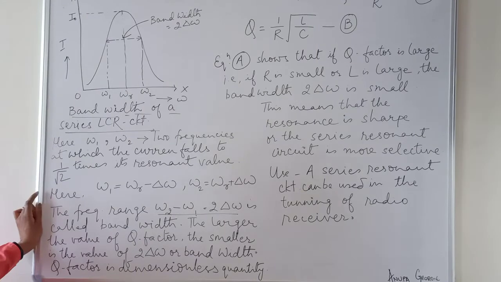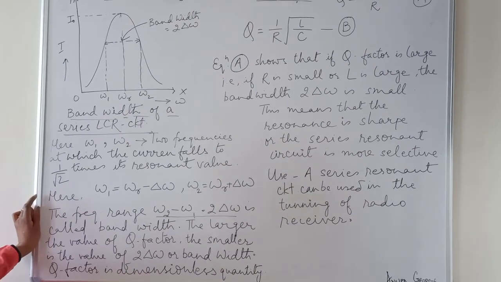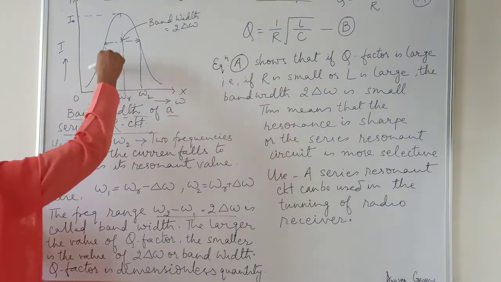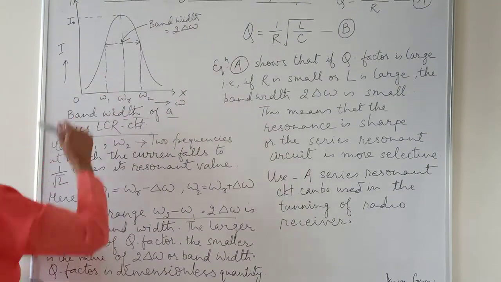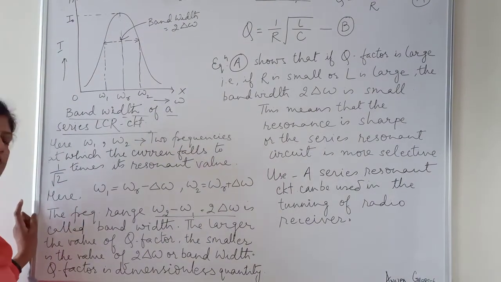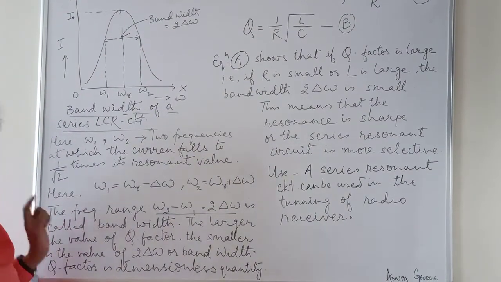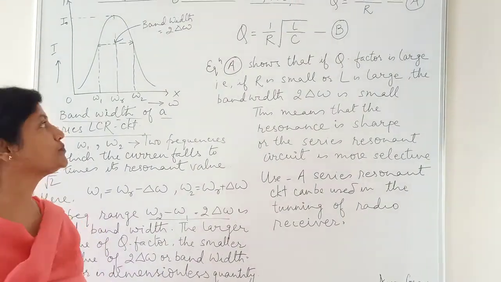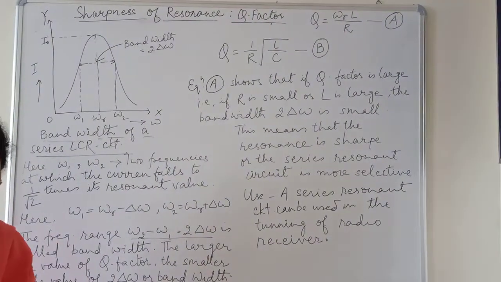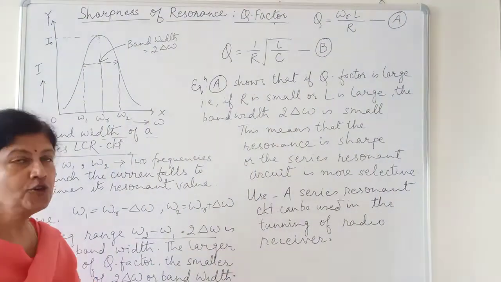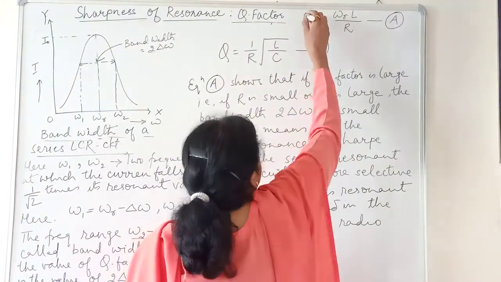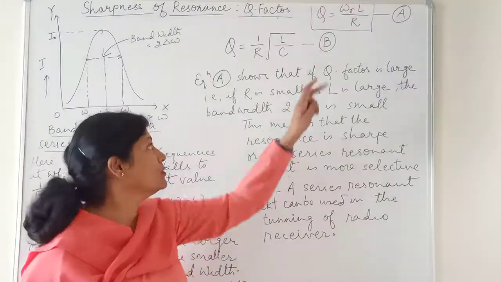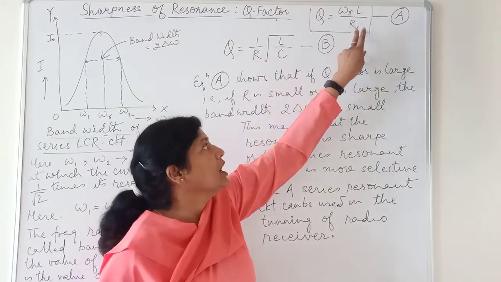The larger the value of Q factor, the smaller is the value of bandwidth. Q factor is a dimensionless quantity as it is a ratio. Now, we have two expressions for Q factor. One is Q is equal to omega R L upon R.